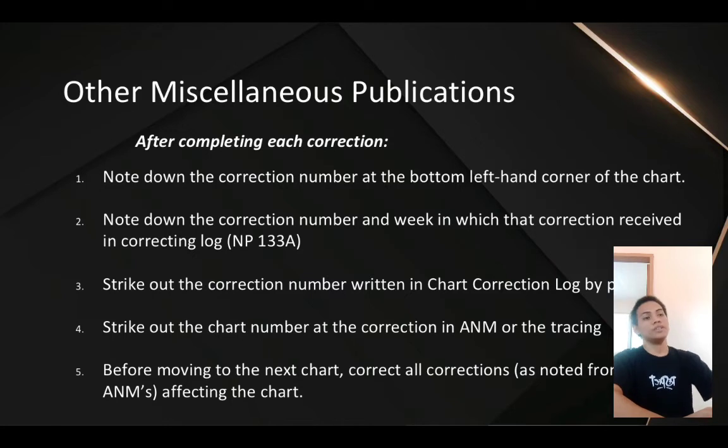After completing each correction, note down the correction number at the bottom left-hand corner of the chart, and note down the correction number and the week in which that correction was received in the correction log NP1338. Strike out the correction number written in the chart correction log by pencil, and strike out the chart number and the correction in the ANM or the tracing. Before moving to the next chart, correct all corrections noted from all ANMs affecting the chart.